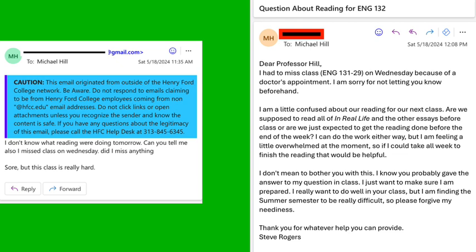So you want to make sure that you're sending it from the college system, because then it comes automatically without this big blue box. Also, your professor may not know who 6969 hot is at gmail.com. They may not know who that is. You want to make sure that your email reveals who you are so that the professor knows that they need to read it. This email says, I don't know what reading we're doing tomorrow. Can you tell me? Also, I missed class on Wednesday. Did I miss anything?